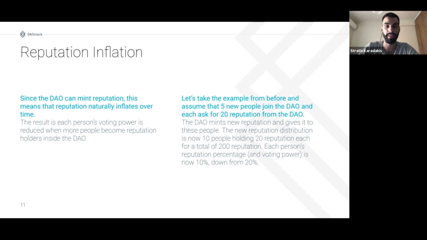let's assume that we have an additional 5 people that joined the DAO and they each ask for 20 reputation. Then the DAO mints new reputation and gives it to these people, and then the new distribution is 10 people holding 20 reputation each for a total of 200 reputation. And then each person's reputation percentage and voting power becomes 10%, down from 20%. So you can expect that the more people there are, the less voting power each person has individually.